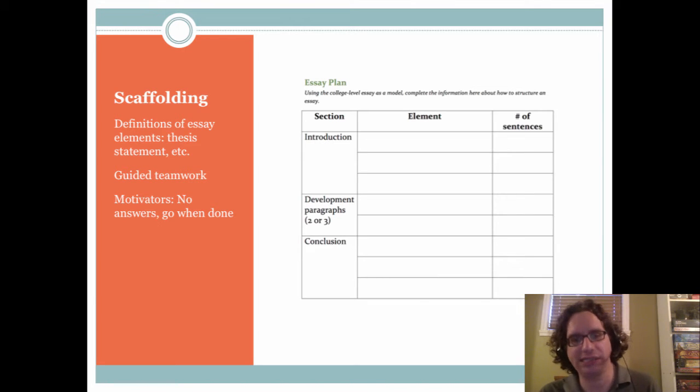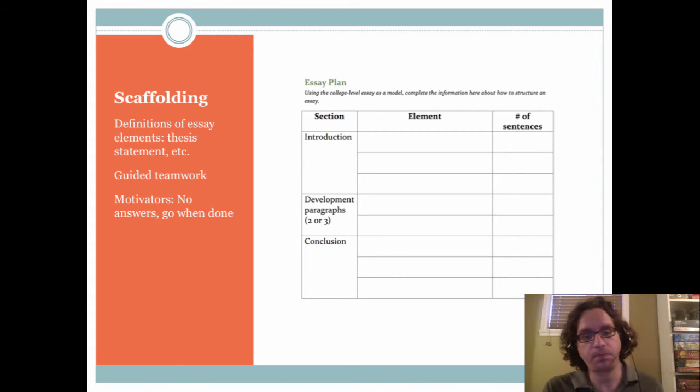This is called scaffolding. A scaffolding is I give you the basic structure for the information that you're supposed to retain from today's lesson, but you fill in the theory. So you write the theory with my very guided activity.